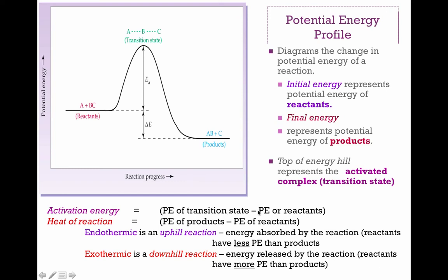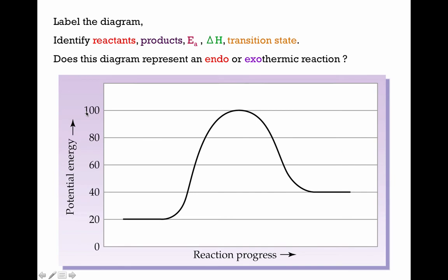The overall energy change of the reaction is just the difference between the products and the reactants. To get the activation energy, you take the potential energy of the transition state, which would be here, minus the potential energy of the reactants here. And the overall heat of the reaction is just the difference between the energy of the products and the reactants. If you have an endothermic reaction, the reactants have less potential energy, which means this is going to be below. And exothermic means the reactants have more, which is going to be above.